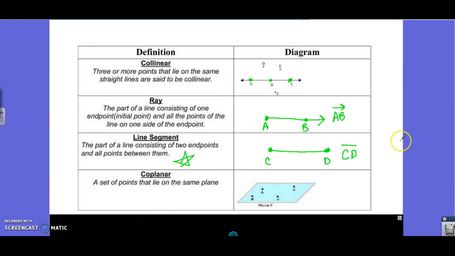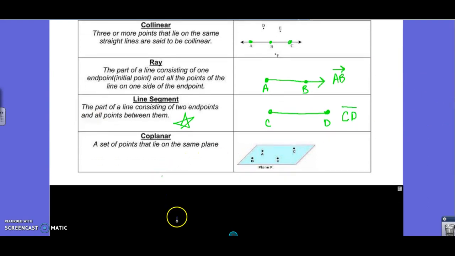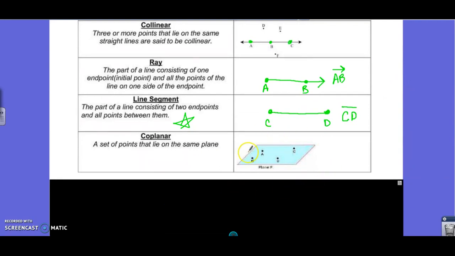Coplanar are a set of points that lie on the same plane. So a lot like collinear, but just for a plane. In this case, A, B, C, and D are all coplanar. They all exist on the same plane.